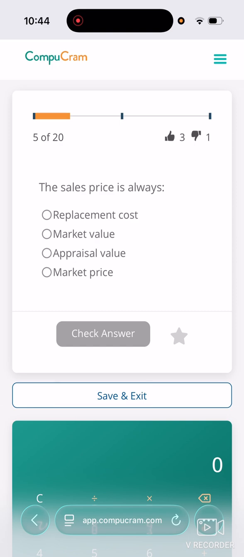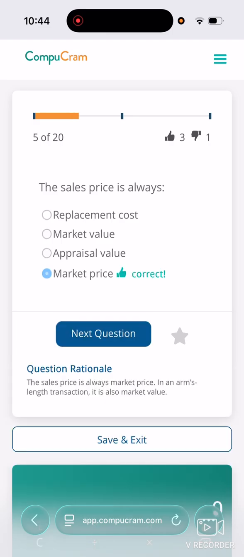Question number 5. The sale price is always... Now, I do remember this. I do remember something like this on my test. So let's see. Replacement cost, market value, appraisal value, market price. I am not sure. The sales price is always market price. Yeah, the sales price is always market price. In an arm's length transaction, it is also market value. In an arm's length transaction, that is some words that you need to remember because I remember that being on the test. You need to read your textbook if you really want to pass this test and do some of the practice tests inside of your textbook as well.